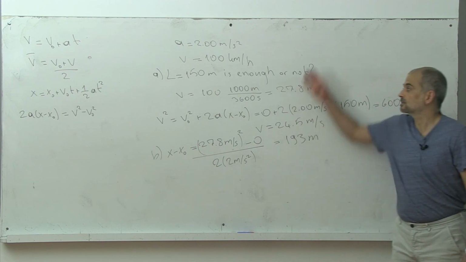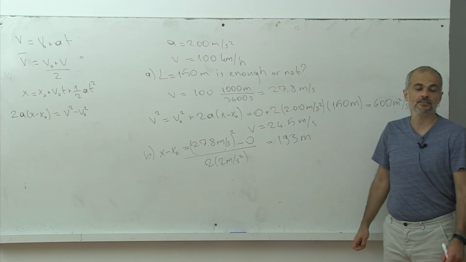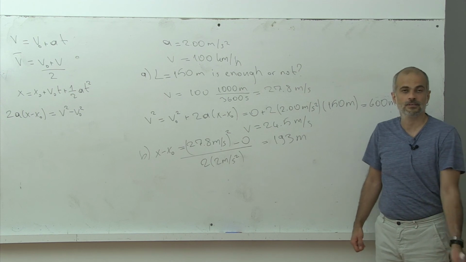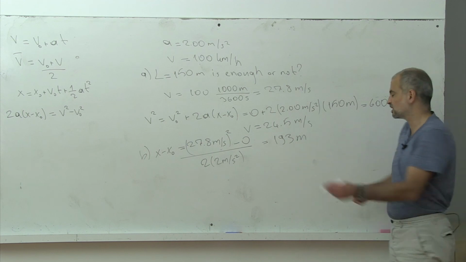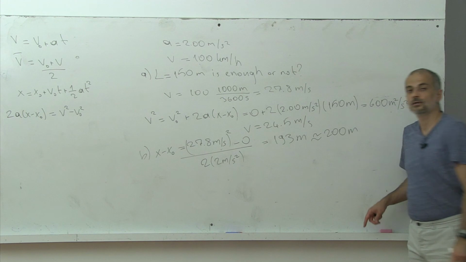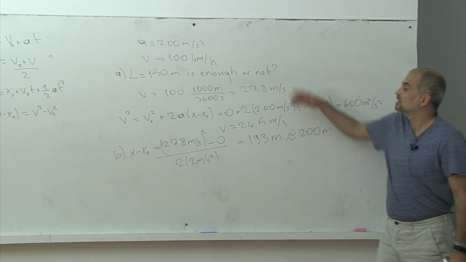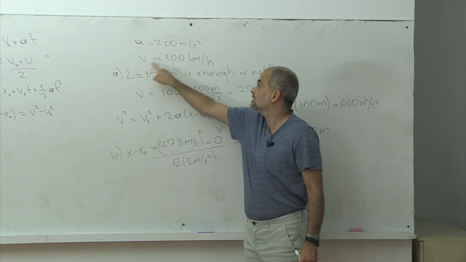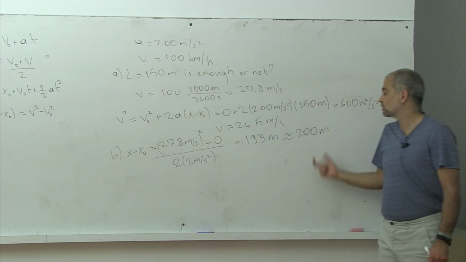Now, of course, in this solution, we first made a model. We modeled the plane as a point particle. Well, that is an approximation. That won't be precise. So we can just say 193 meters is enough, but we can round this to 200 meters. So if you have a runway that has a length of 200 meters, such a plane that can accelerate at 2 meters per second squared and needs 100 kilometers per hour to lift off, such a plane can lift off in this runway.